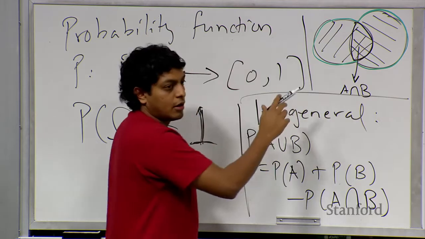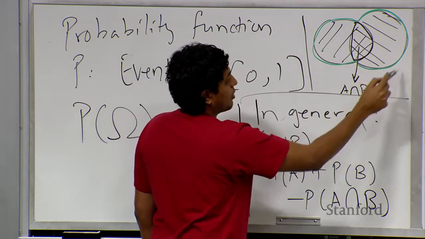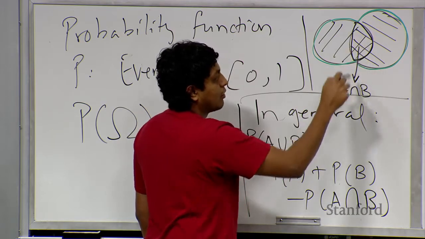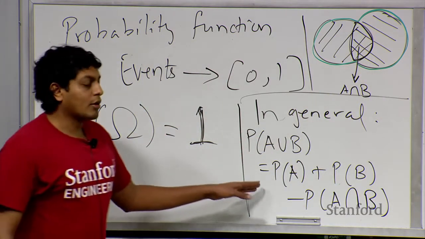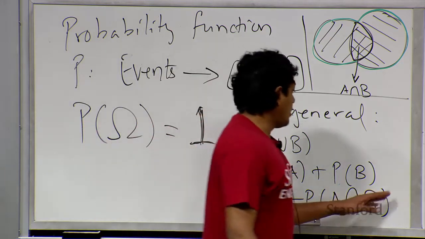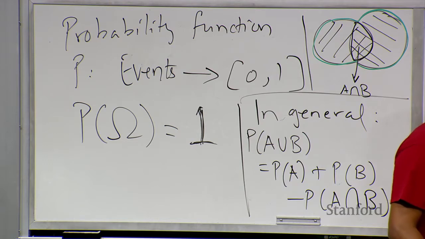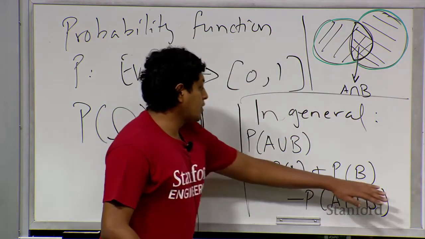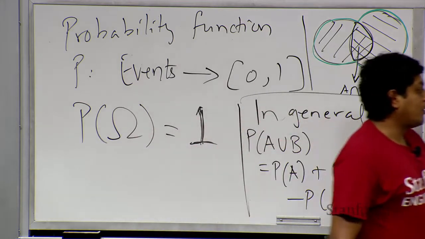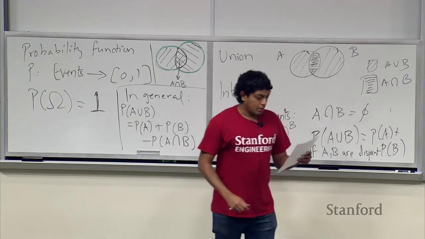So probability of A union B is probability of A plus probability of B minus whatever you double counted, which is A intersection B. This is true in general. When you have disjoint events, you know that A intersection B is a null set, which means probability of A intersection B is 0, so this term goes away, leaving probability of A union B equal to probability of A plus probability of B.